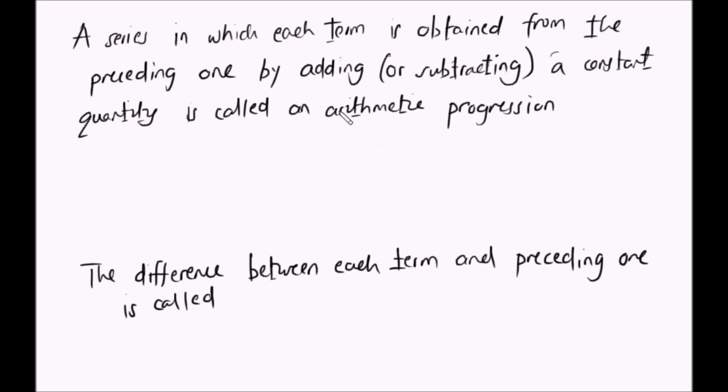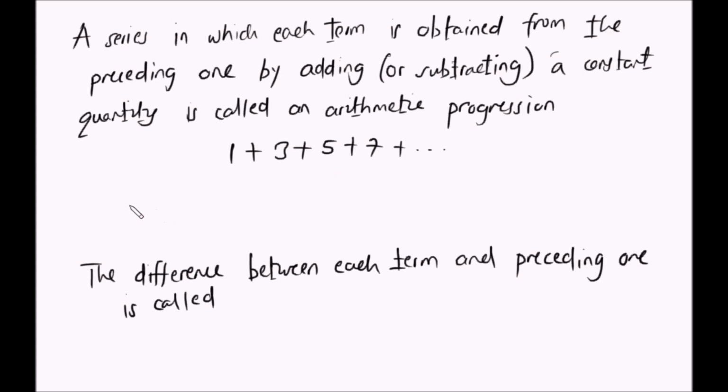So what is arithmetic progression? When you have a series where each term is obtained from the preceding one by adding or subtracting a constant quantity, this is what we call arithmetic progression. For example, we have a series, 1 is the first term. So I add 1 with 2, I get the next term 3. And then I add 3 with 2, I get the next term 5. And then I add 5 with 2, I get the next term 7, and so on. This is an arithmetic progression.